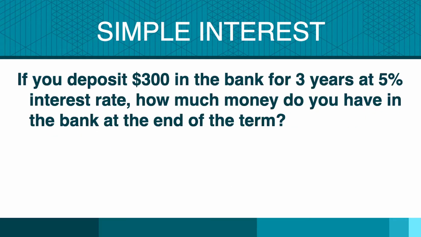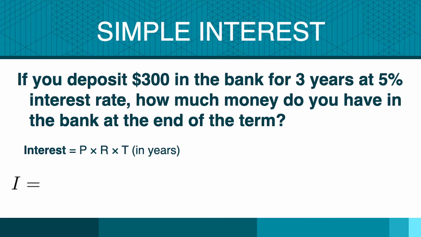Take a moment to read the following word problem. When calculating simple interest, use the formula interest equals principal multiplied by rate multiplied by time. Replace each letter in the formula with the numbers from the word problem.